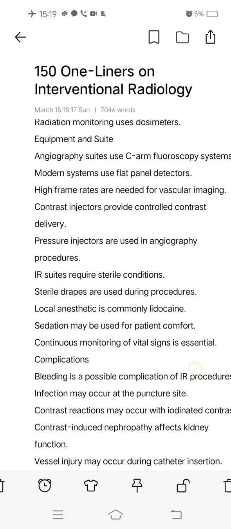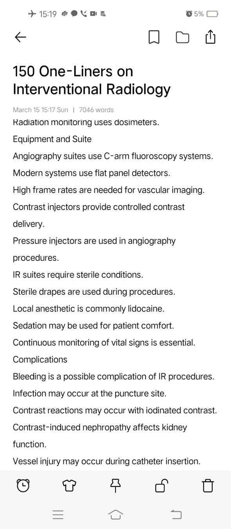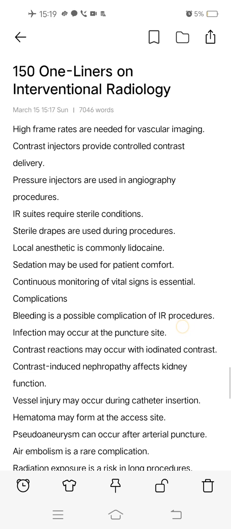Sterile drapes are used during procedures. Local anesthetic is commonly lidocaine. Sedation may be used for patient comfort. Continuous monitoring of vital signs is essential.